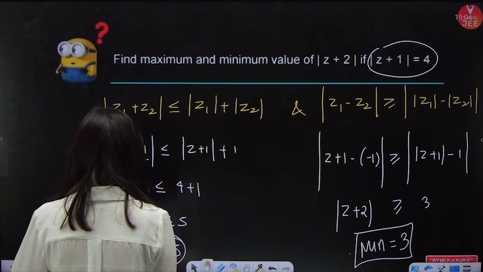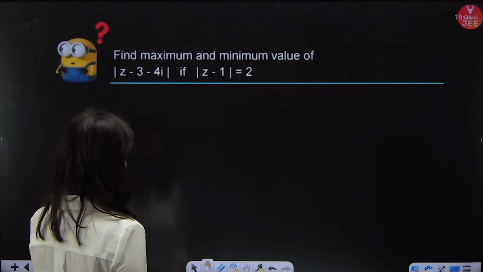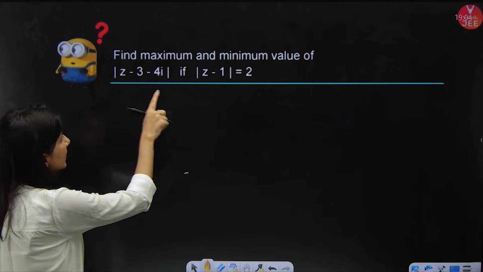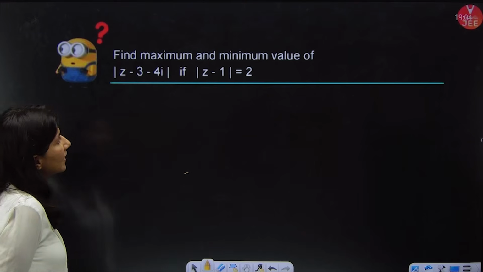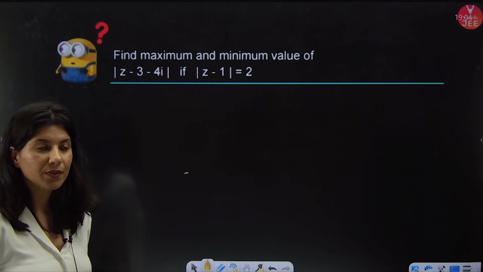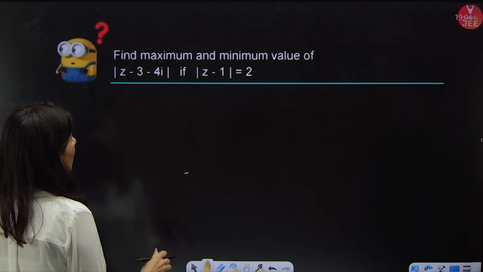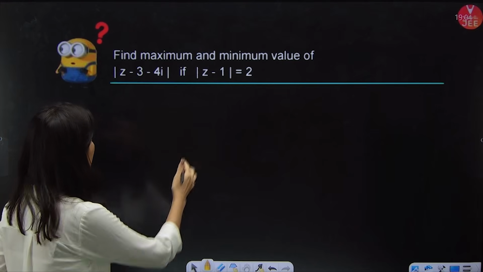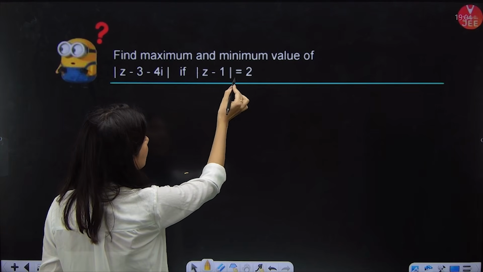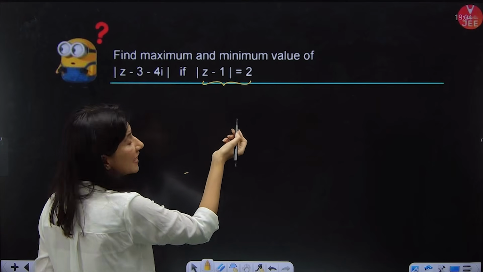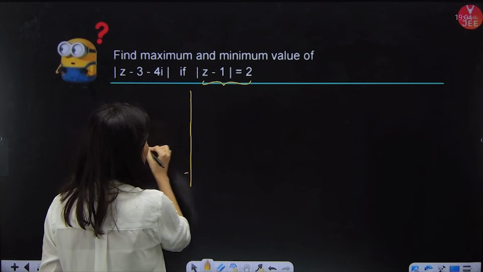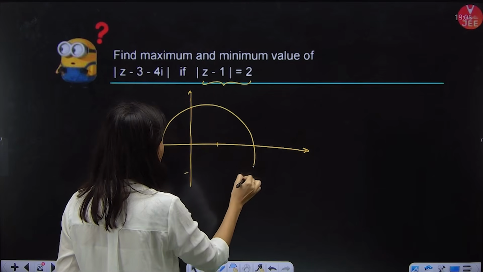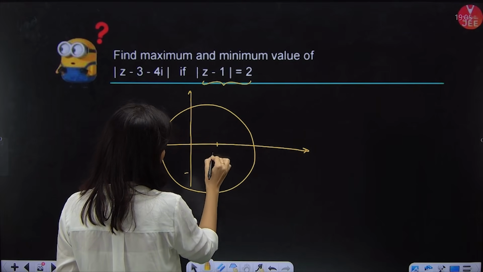Chalo. Let's now talk about the second question. Find the maximum and minimum value of this if mod z minus 1 is equal to 2, right? Okay. So now there is another technique also to do these types of questions. Let's apply that technique. It is given that mod z minus 1 is equal to 2. So this is representing a circle with center 1, 0 and radius 2.